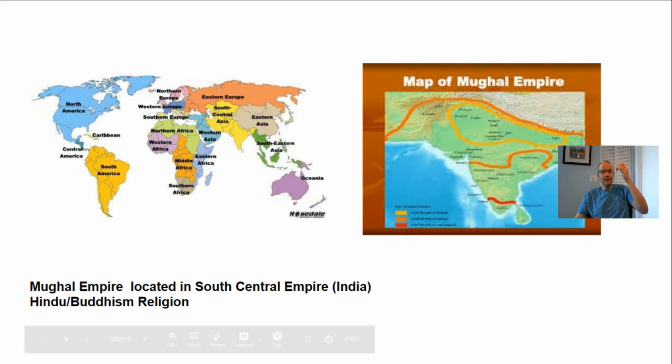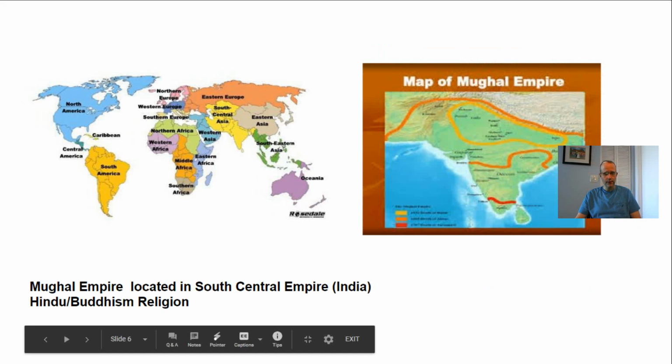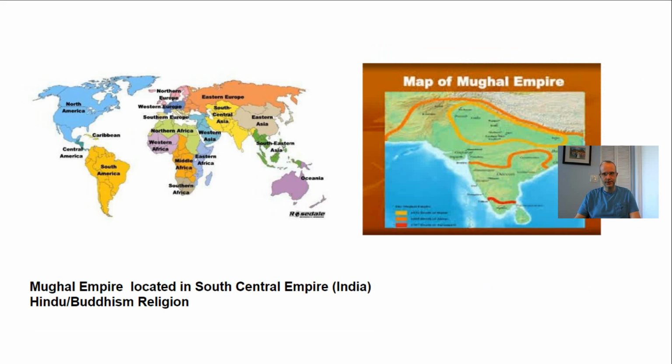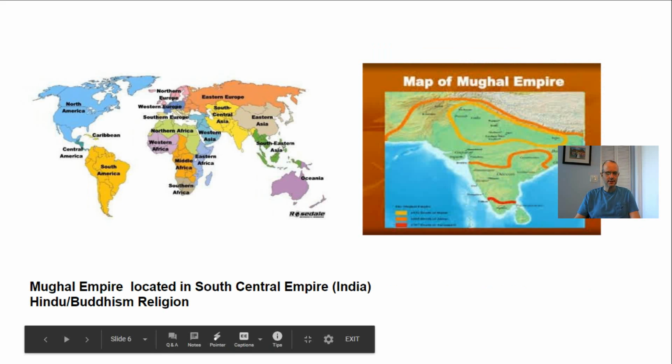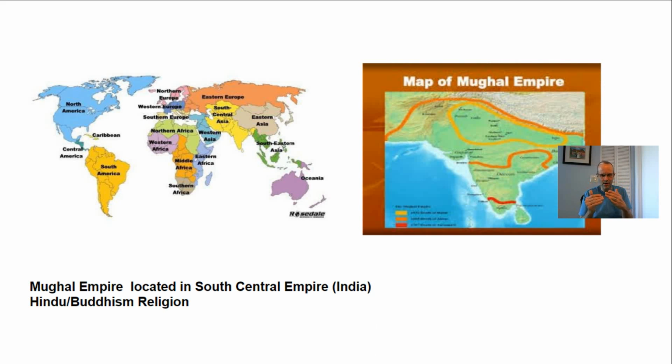The next one is if they talk about the Mughal Empire, they're also referring to South Central Asia, which is really talking about India. This section here, the Mughal Empire, and the religions they're talking about in this section would be Hindu and Buddhism. So this is your main area that you want to think about. Think of modern day India. That's what the Mughal or South Central Empire they're talking about.